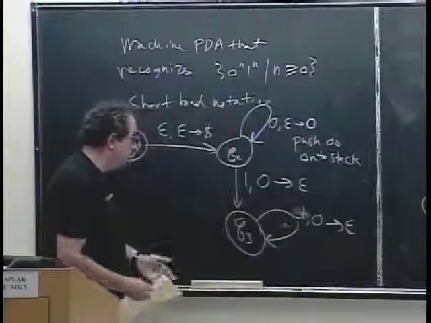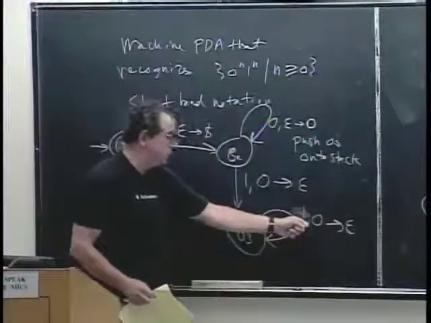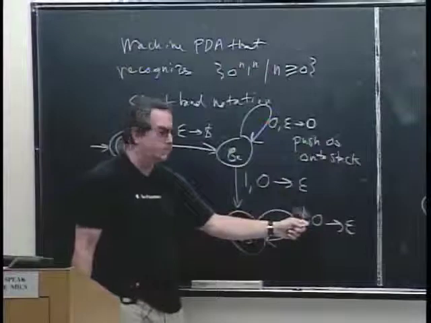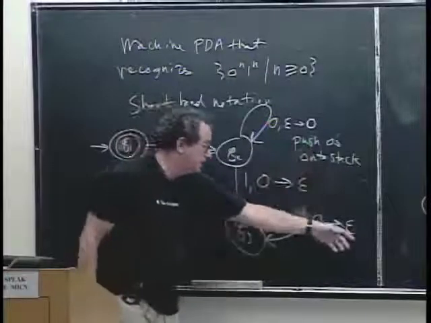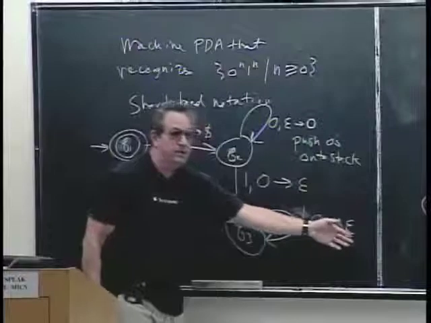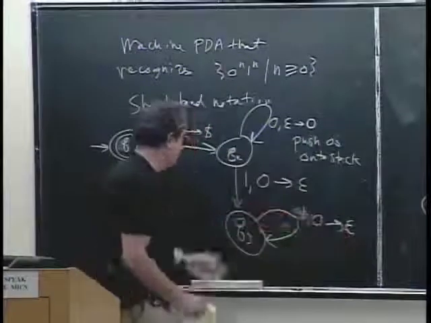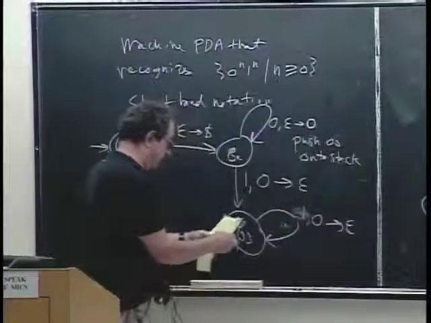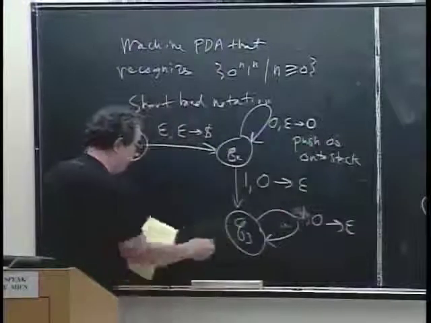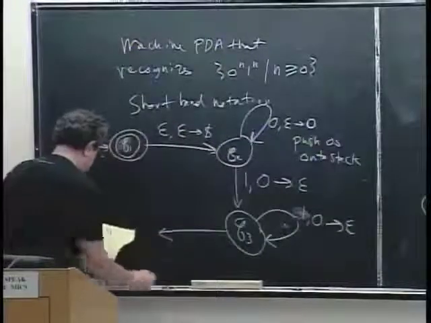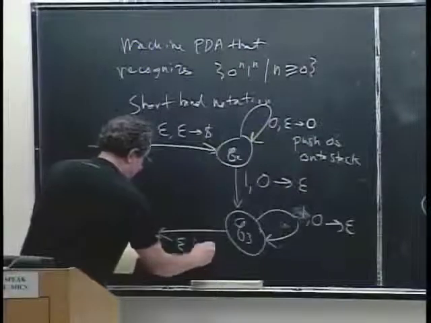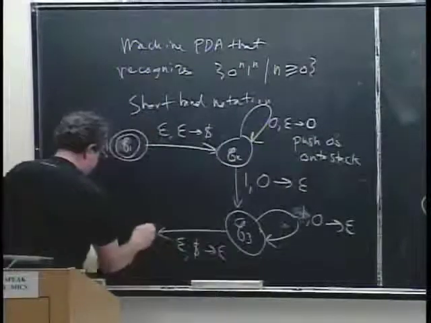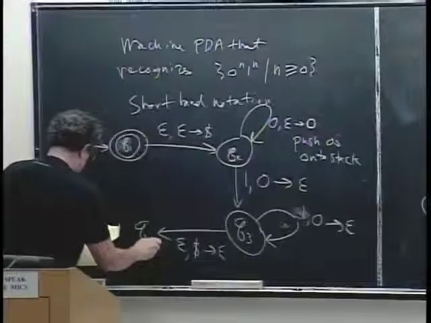So again, what this is doing is, as long as you're seeing a 1 in the input, and as long as there's a 0 on the top of the stack, you're popping the stack and just popping the stack. You're not writing anything. Okay? So that keeps going for a while. And then Q4.